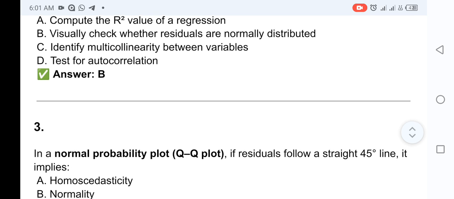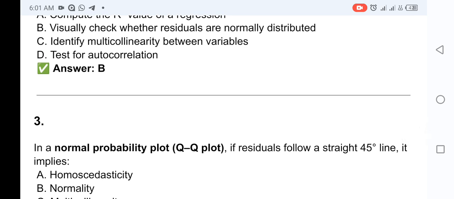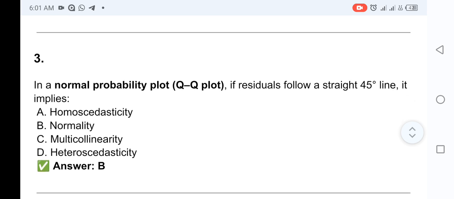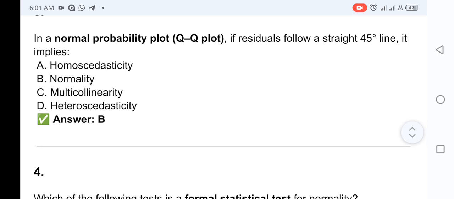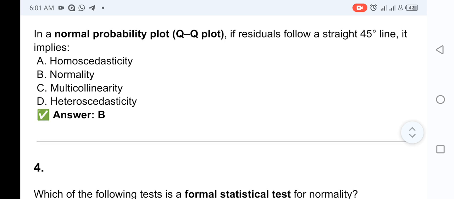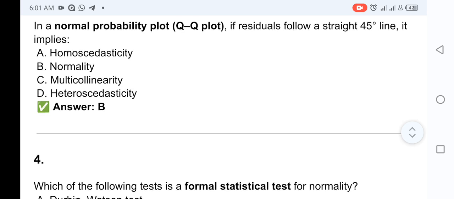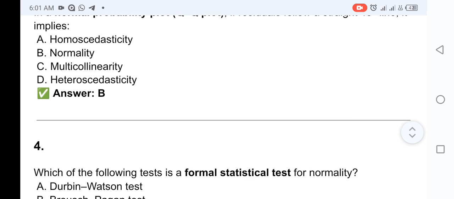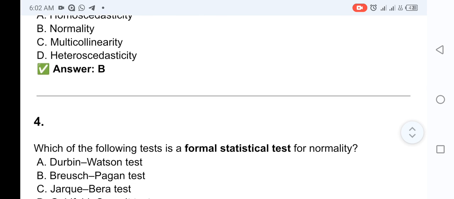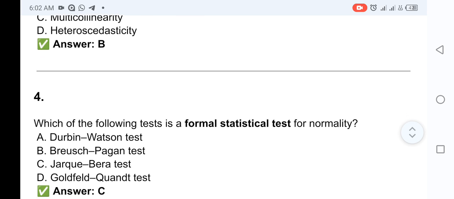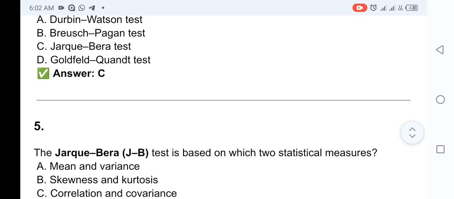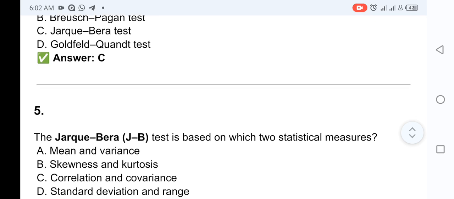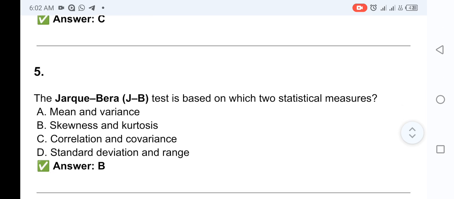3. In a normal probability plot, QQ plot, if residuals follow a straight 45 degrees line, it implies: a. homoscedasticity, b. normality, c. multicollinearity, d. heteroscedasticity. Answer B. 4. Which of the following tests is a formal statistical test for normality? A. Durbin-Watson test, b. Breusch-Pagan test, c. Jarque-Bera test, d. Goldfeld-Quandt test. Answer C. 5. The Jarque-Bera (JB) test is based on which two statistical measures? A. Mean and variance. B. Skewness and kurtosis. C. Correlation and covariance. D. Standard deviation and range.